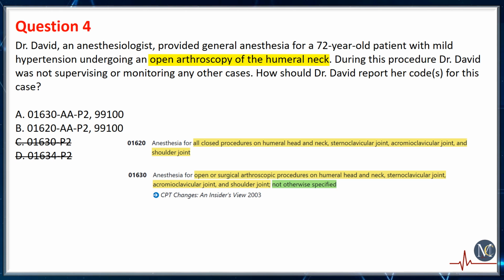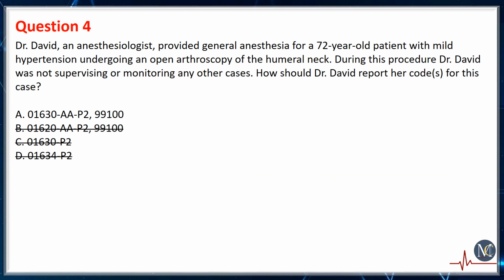The first service code is 01620, anesthesia for all closed procedures on humeral head and neck, sternoclavicular joint, acromioclavicular joint, and shoulder joint. One service code is for the closed procedure and one service code is for the open procedure. In this scenario, the patient undergoes an open arthroscopy of humeral neck. So our correct service code is 01630, which is for the open or surgical arthroscopic procedure. Our correct option is option A with service code 01630 along with modifiers AA and P2 and add-on code 99100.